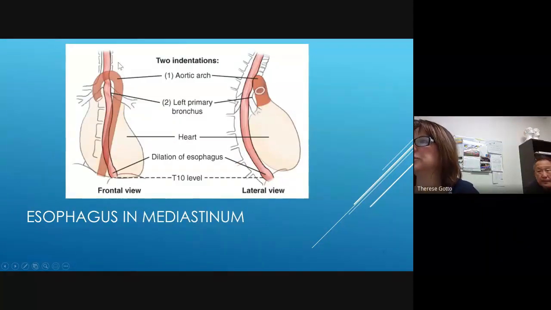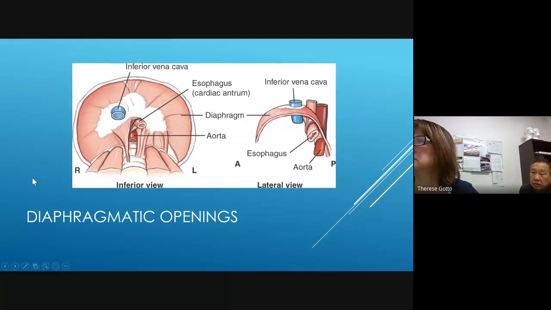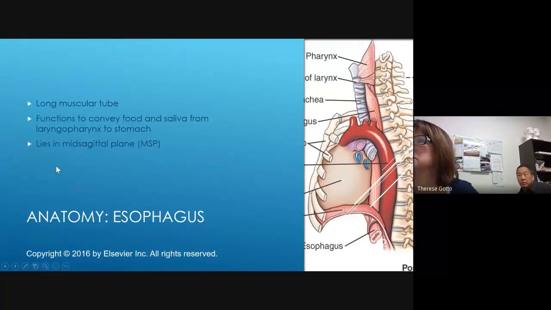There are 2 indentations in the esophagus that you can see on barium films. The first one is the aortic arch, and the second main one is the left primary bronchus. Those are normal deviations of the esophagus and no cause for alarm. These are just showing how your diaphragm opens to let the esophagus through. This lies in the mid-sagittal plane.